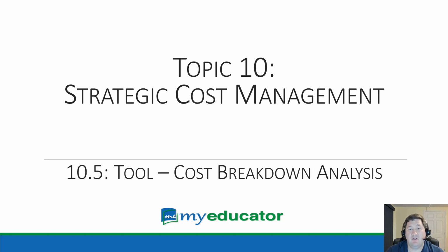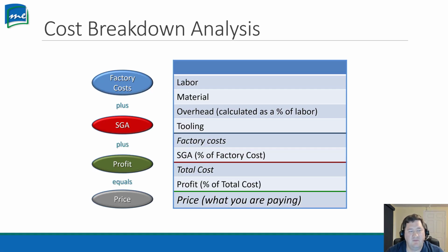Also in topic 10, we have the cost breakdown analysis. So we can figure out the price of things based on how their parts come together. For example here, we have factory costs, then we add our sales, general, and administrative costs. Then we add in a profit margin that we're looking for. And that's going to equal the price that we're going to be asking people to pay.